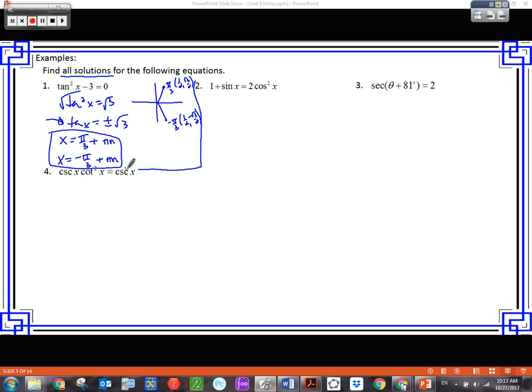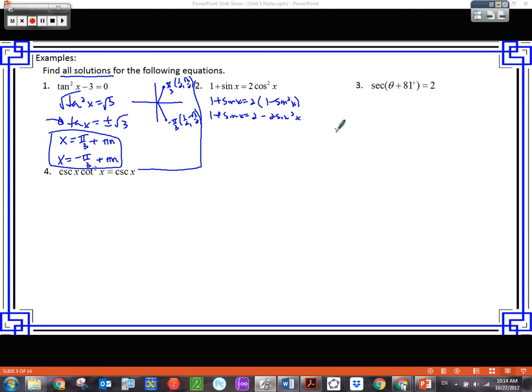So the easiest one to change would be the cosine squared, right? I could turn that to 1 minus sine squared. And I know you're going to be upset, but you do not have to write reasons on this. If you want to, you certainly can, but it is not a requirement. So we're just going to change the cosine squared to be 1 minus sine squared. Then I'm going to just do some algebra, distribute. So I have 1 plus sine equals 2 minus 2 sine squared.